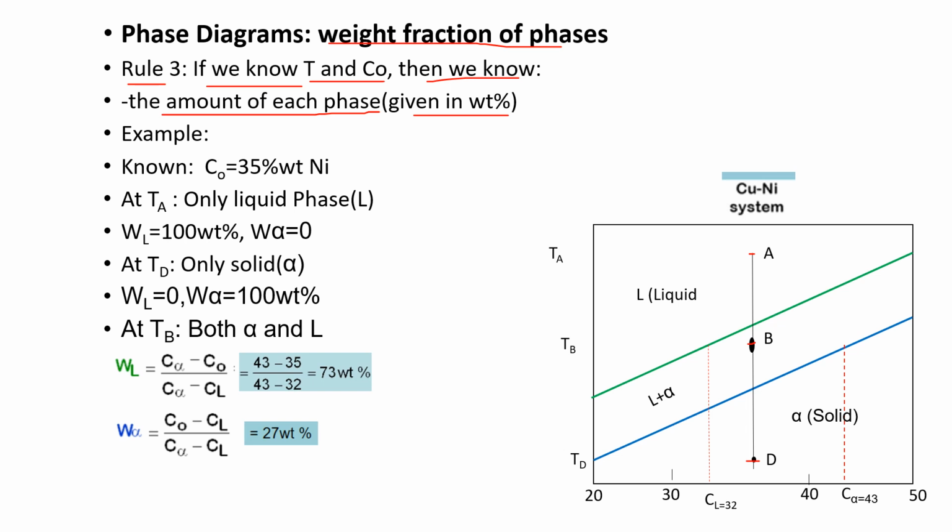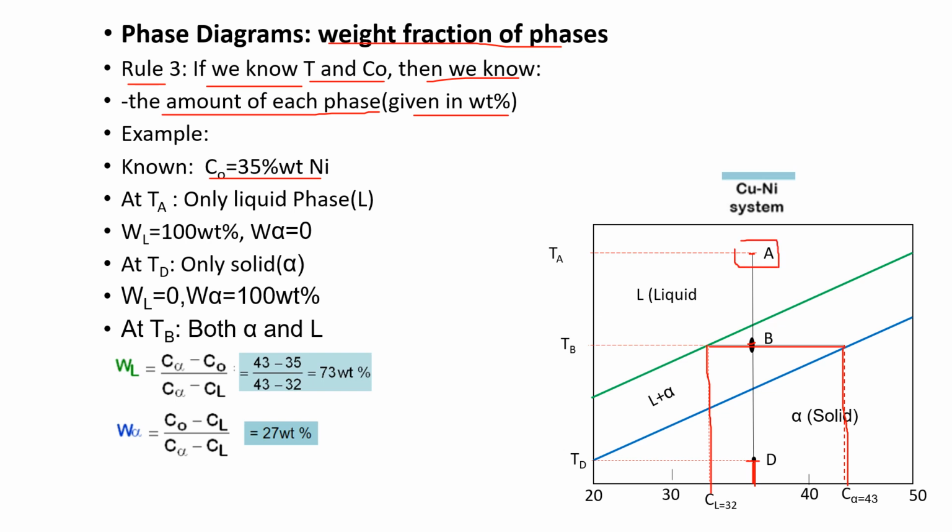The known value is CO, which is 35% by weight of nickel over here. Draw a tie line. A tie line is this one, and draw vertical lines. Vertical line CL is 32, C alpha is 43.